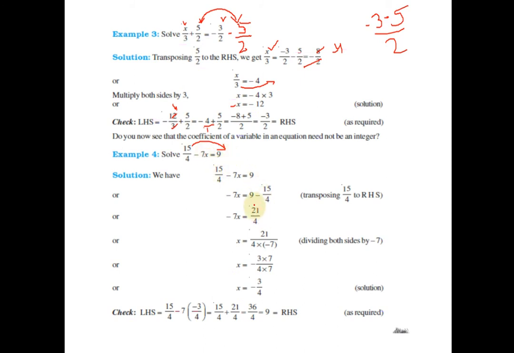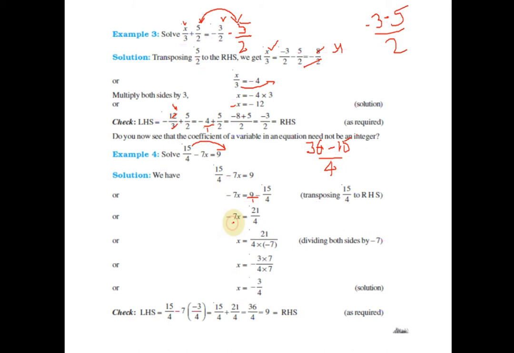Now take the LCM. When you take the LCM of these two numbers, it will become 4, and since you are having a 1 in the denominator of this 9, 1 4s are 4 and 4 9s are 36. So it will become 36 minus 15. How much will you be getting by 36 minus 15? You will be getting 21. So it will become 21 upon 4. So minus 7x is equal to 21 upon 4.